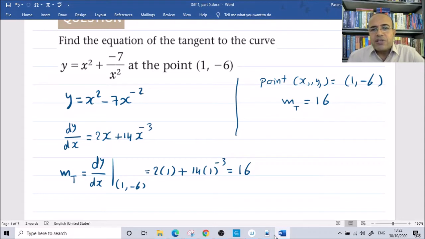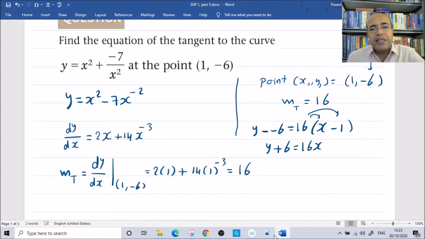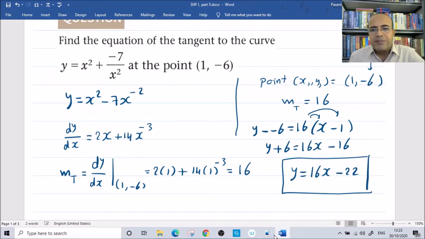So the equation is y minus y1, so y minus -6, equals the gradient of the tangent 16, times x minus x1, where x1 is 1. Simplify: y plus 6 equals 16 distributed over the bracket, so 16 times x is 16x, 16 times -1 is -16. Shift 6 to the other side, so it is 16x, -16 minus 6, which is -22. So this is the equation of the tangent.